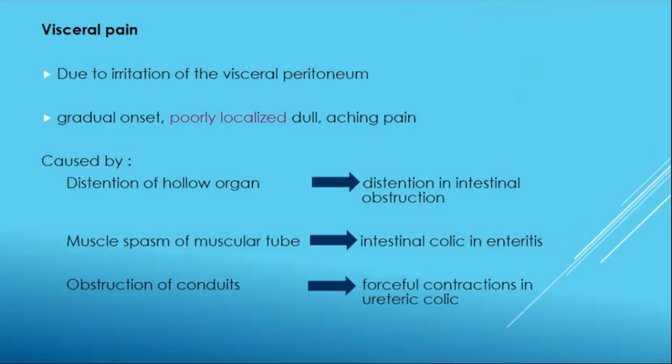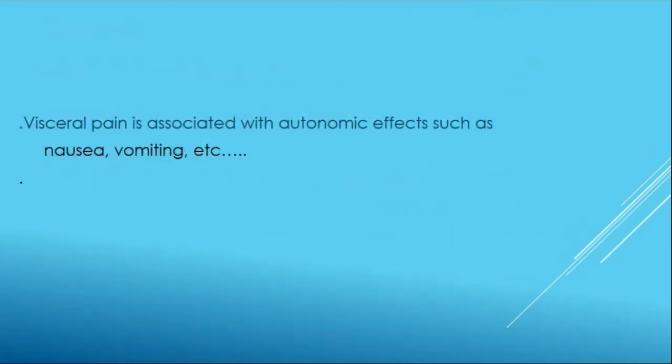Usually visceral pain could be due to distension of the whole organ, like in intestinal obstruction, as well as spasm of the muscles. Most of the time we get severe visceral pain due to spasm of the muscles, for example ureteric colic, intestinal colic, enteritis, and so on. In the meantime, sometimes it could be due to obstruction of a hollow organ, like again the ureter and the intestine. Very importantly, visceral pain is most of the time associated with autonomic symptoms like nausea and vomiting.